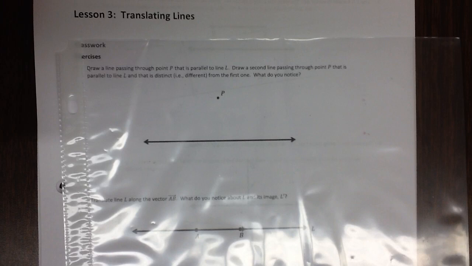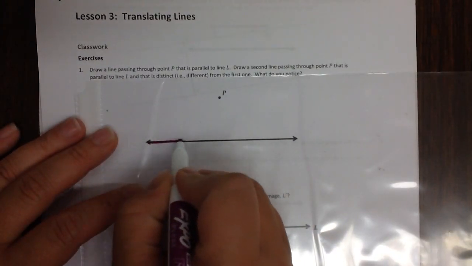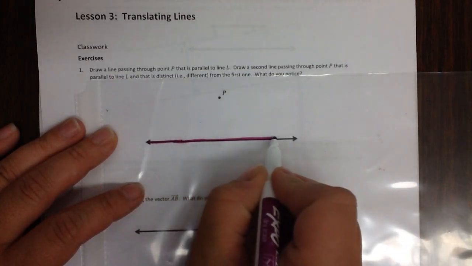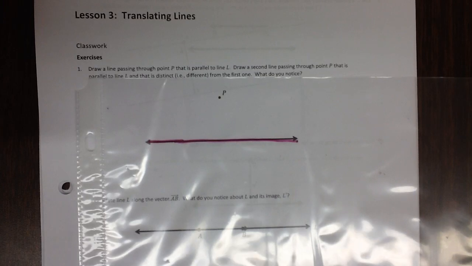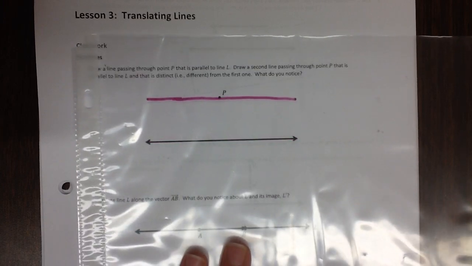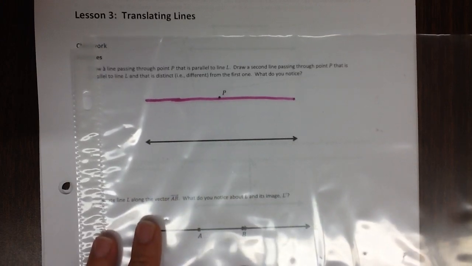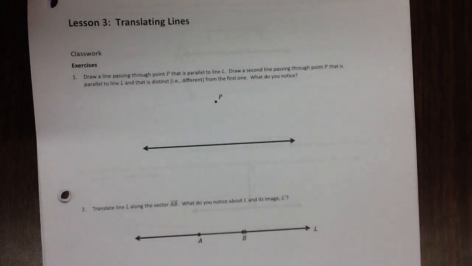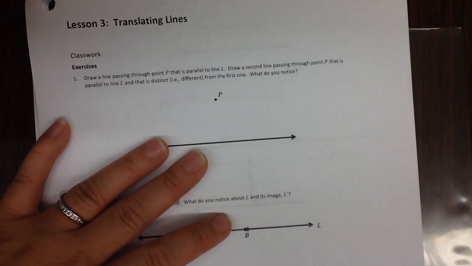Okay, so to begin this, you're going to use your transparency and your dry erase marker. Okay, and you're going to just trace your line. So we want to draw a line through point P that is parallel to line L. So all we would do really is just translate it straight up like this. This is one line, okay, and I would just put it under and draw it through. Try to keep it as parallel, as straight as possible, just like this.